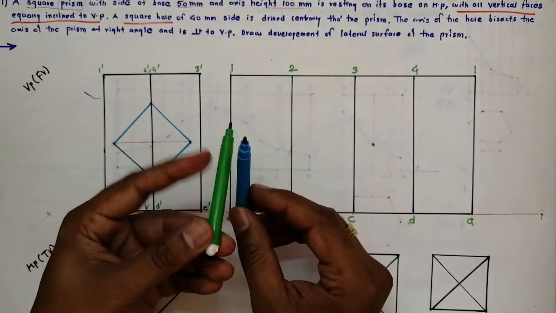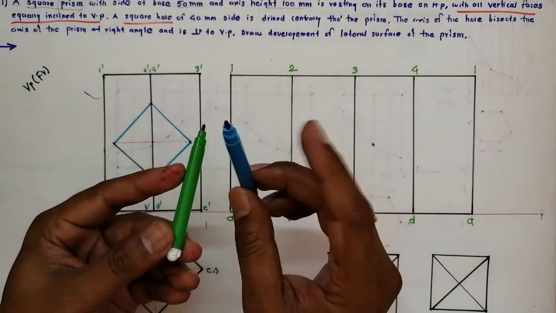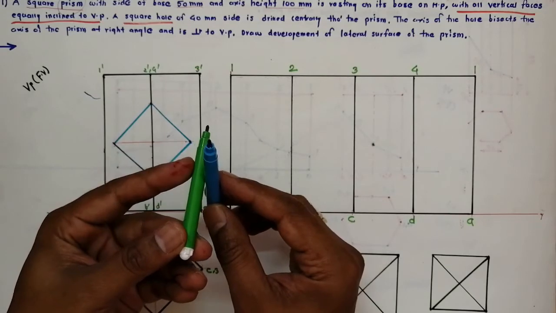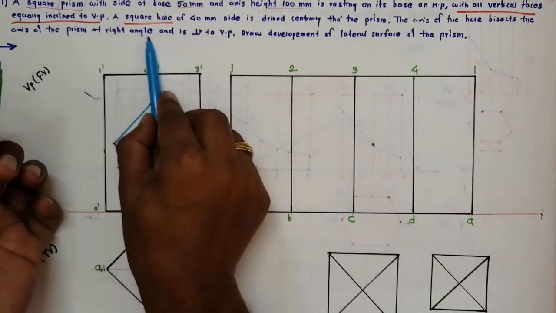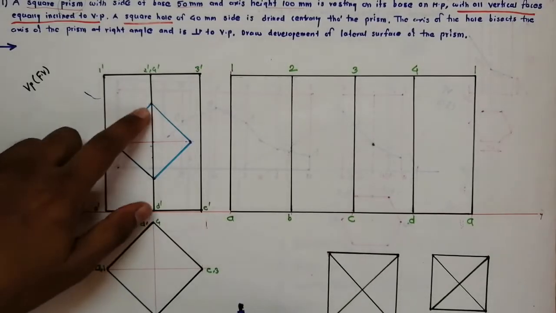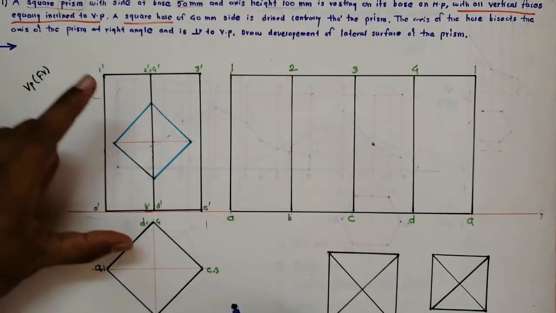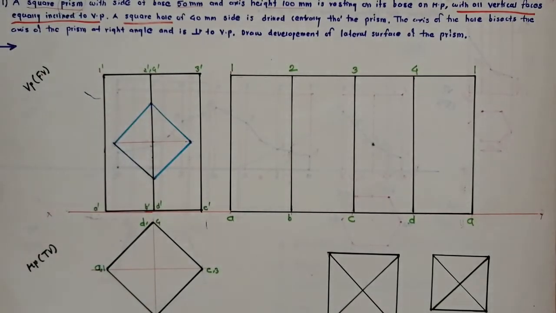So the green plane represents the axis of the square hole, and the blue plane represents the axis of the main prism. They intersect at right angles. Now draw the development of the lateral surface of the prism. Now we'll mark the intersections here. I have told you, if one edge is intersected, we have to mark one intersection. If it is intersecting two edges, we have to mark two intersections.